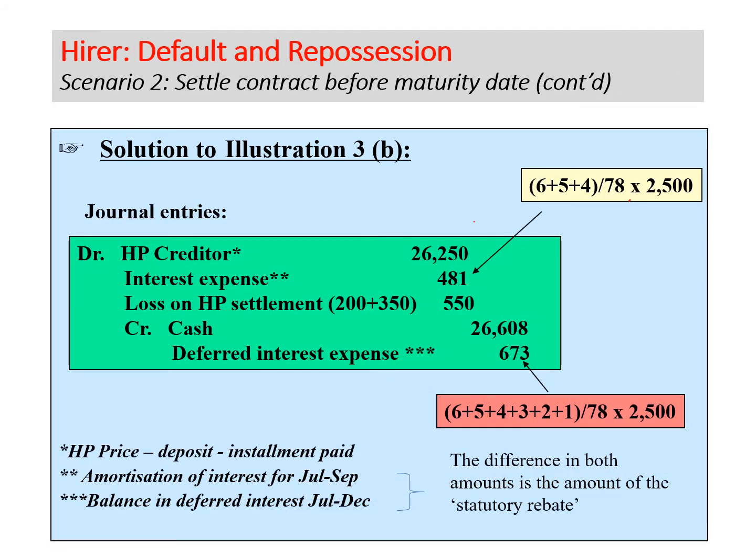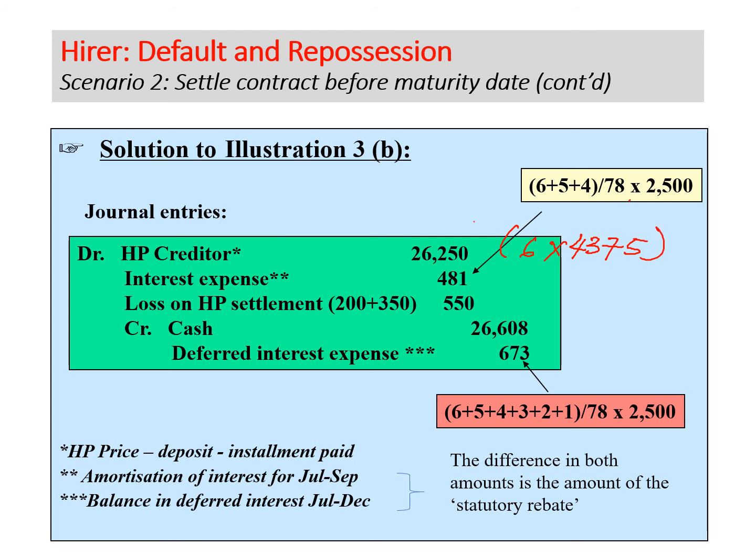To record the journal entries for Shelix Berhad, you will have to debit the HP creditors by 26250. So how do you get the 26250? The 26250 represents the 6th installment that Shelix Berhad fails to pay. So 6 times 4375, you will get 26250.